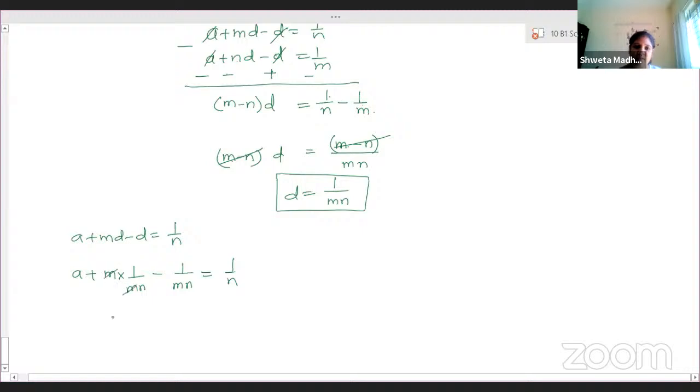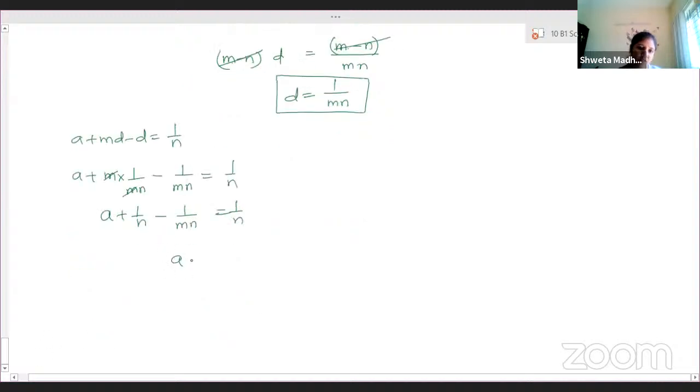So this m and m get cancelled. A plus 1 by n minus 1 by mn is equal to 1 by n. Now these two terms will be transferred to RHS. So A is equal to 1 by n minus 1 by n plus 1 by mn. So this 1 by n minus 1 by n is cancelled. So what is left is A value is 1 by mn. So A and D both are equal.